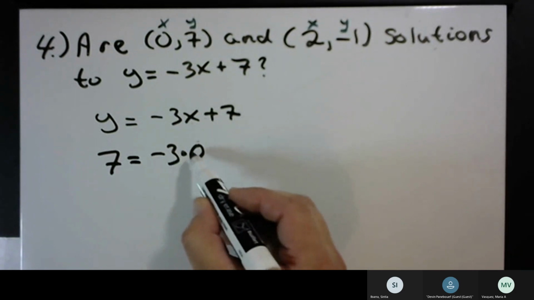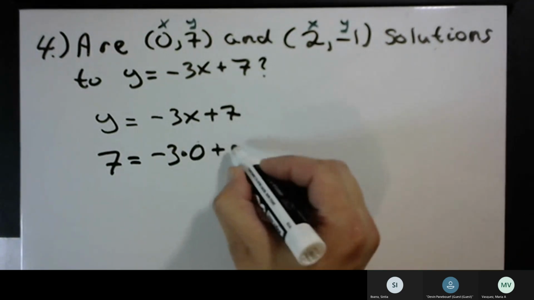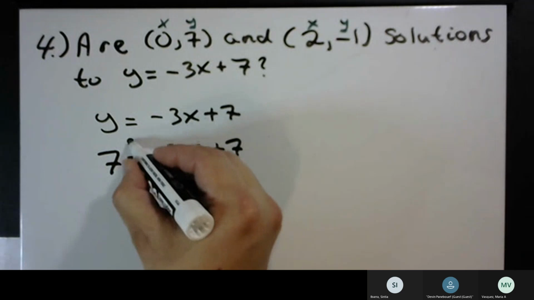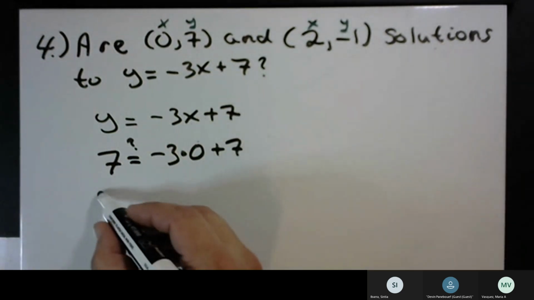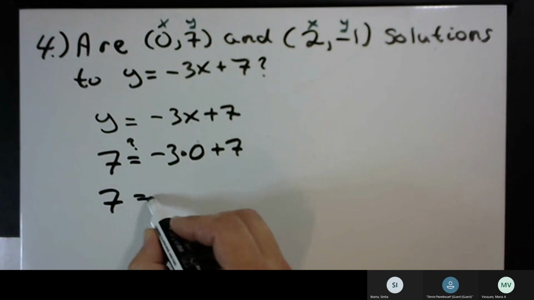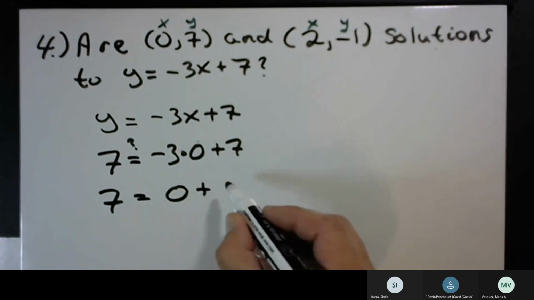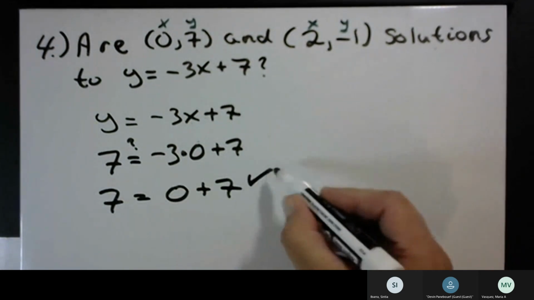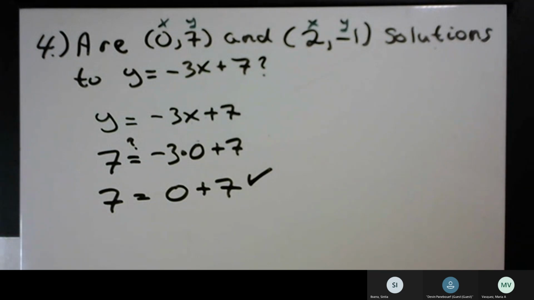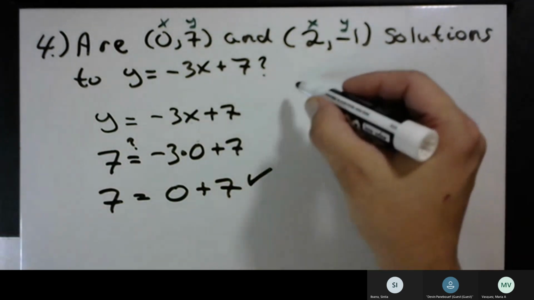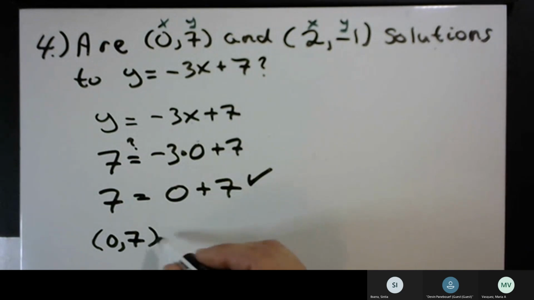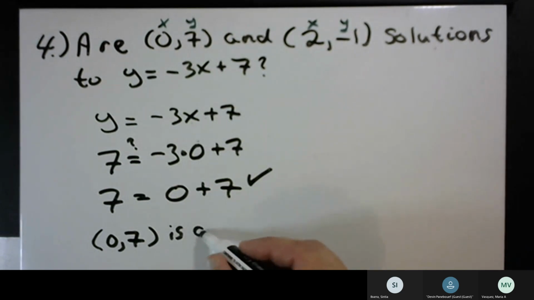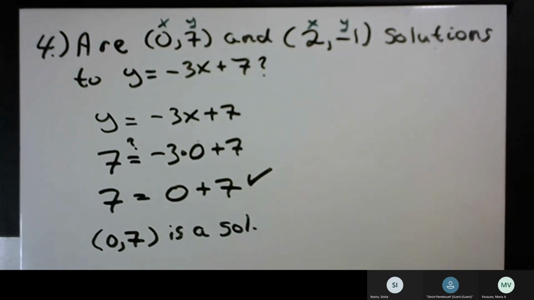Again, this is -3 times x. And is this in fact true? Well, this will be 0 plus 7, which is correct. So that means (0, 7) is a solution. It is a solution.